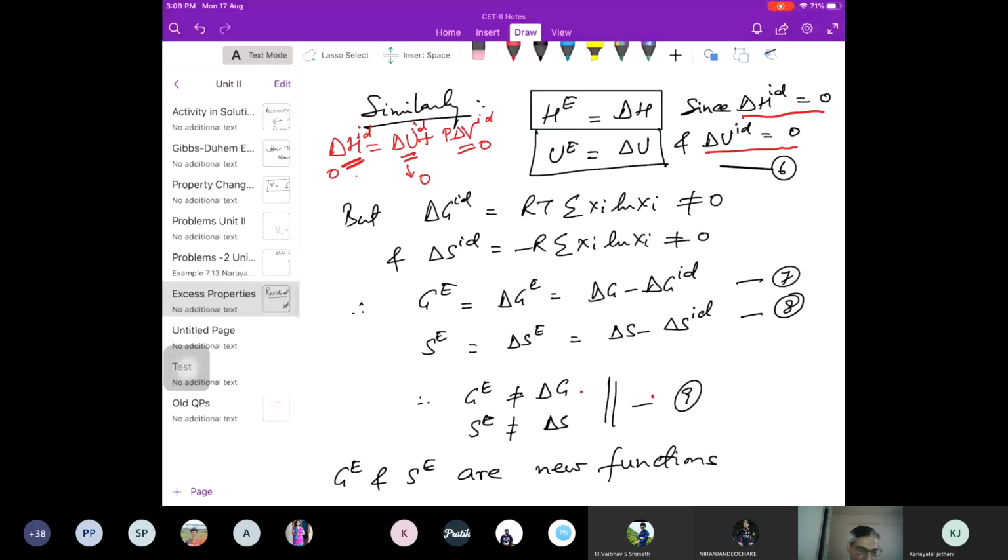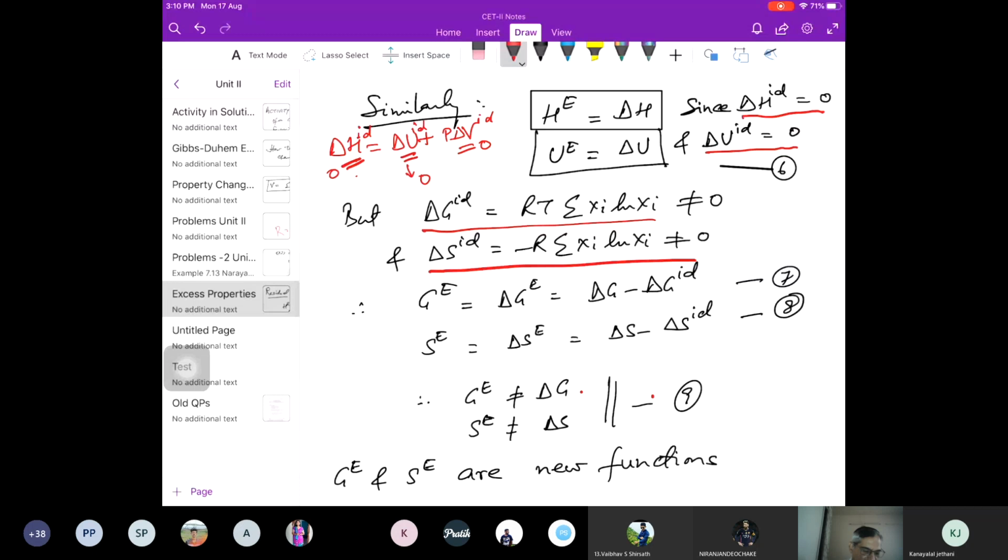But when it comes to free energy, हमने पहले देखा था, right? Last week हमने प्रूव किया था delta G for real solution is not equal to 0. Delta G for ideal solution was RT summation of xi ln xi. ये हमने प्रूव किया था last time, right? And since xi is not equal to 0, this is not equal to 0. And we have also proved delta S ideal is equal to minus R summation xi ln xi. And since xi is not equal to 0, this delta S ideal is not equal to 0.